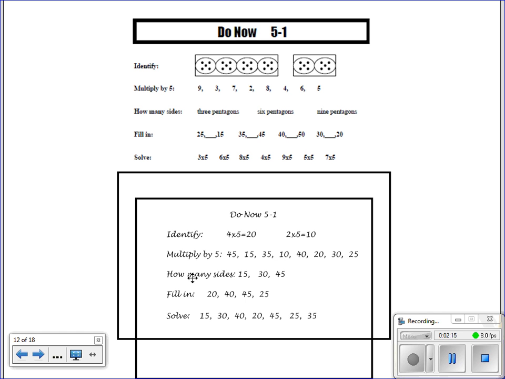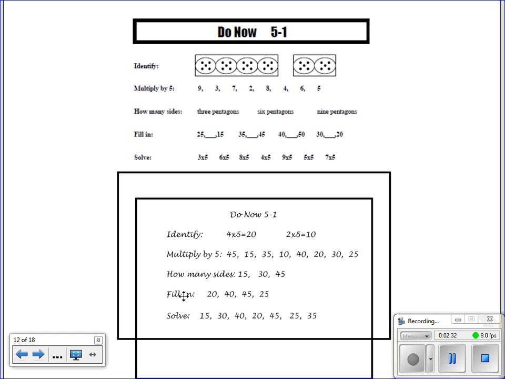Then they write the words how many sides. Now looking up here, it says how many sides on 3 pentagons, which pentagons have 5 sides, so 3 5s are 15, so they'll write 15. 6 pentagons is 6 times 5 are 30. 45, go to the next one.